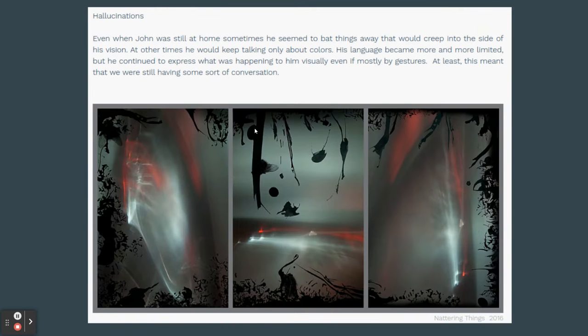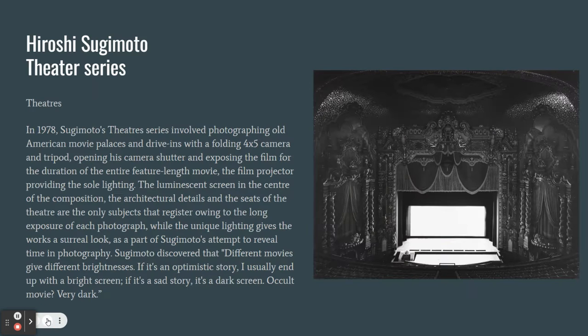And this has to do with how he was batting away things that would creep into the side of his vision. And then, she says here, he'd talk about colors and his language became more and more limited, but he was trying to show her what was happening using hand gestures. And so this gives more of that feeling of things creeping in to the edge of his vision.